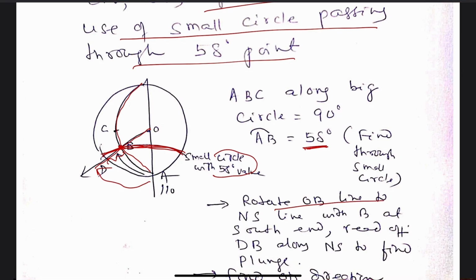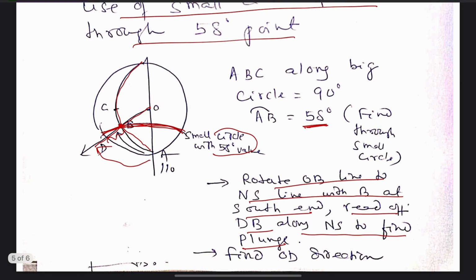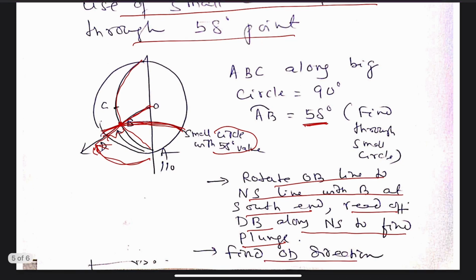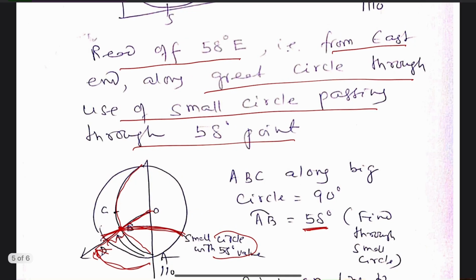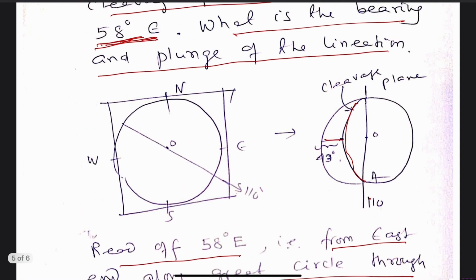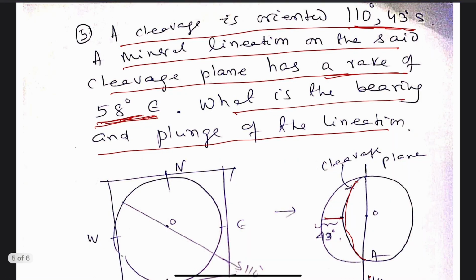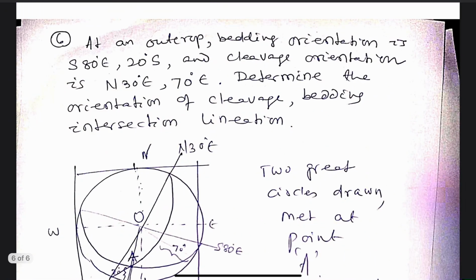So rotate OB line to the north-south line with B at the south end, read DB along north-south to find the plunge, and the direction can be read directly from the primitive. So this is the way how we solve this problem through stereo net. Same question, it is put in different ways.